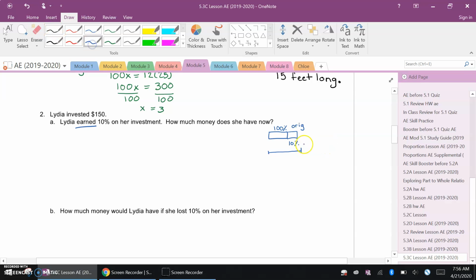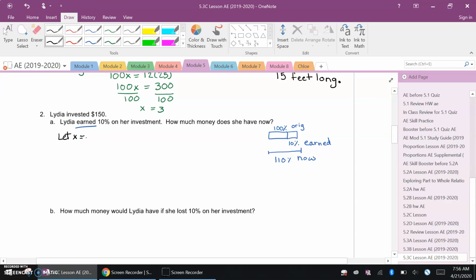Sorry, I meant earned. Together, it's going to give her how much she has now. So 100 plus 10 is going to give us 110%. And so if you prefer to do it all in one step like we've been doing in the other ones, this is something that you're going to want to do.